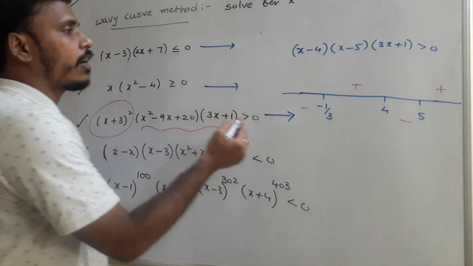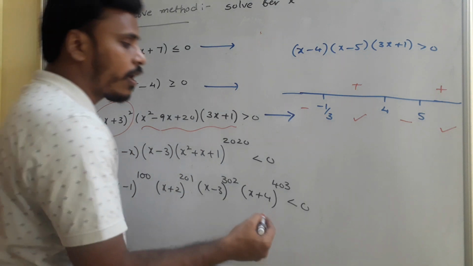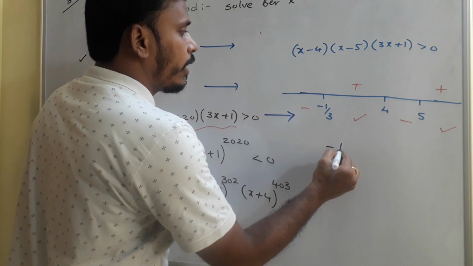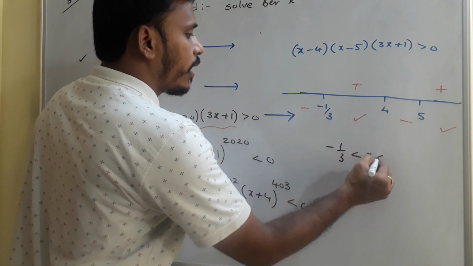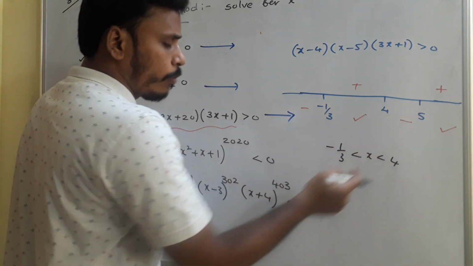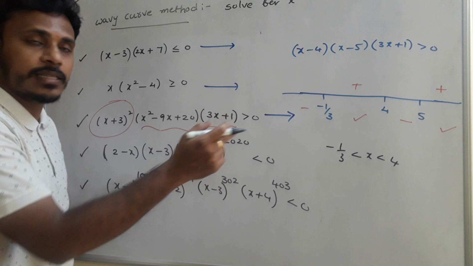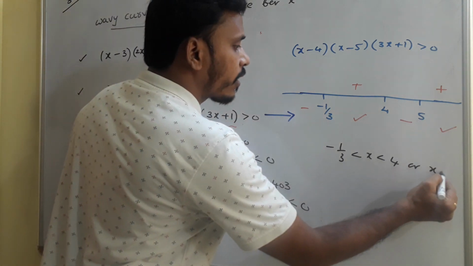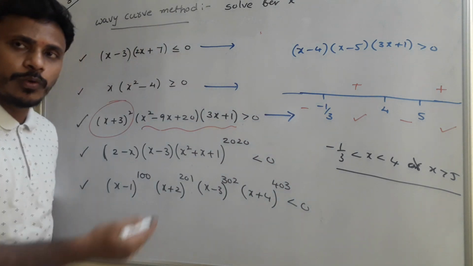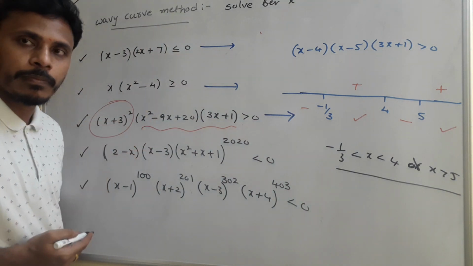Since we are concentrating on the greater than 0 positive regions, the values of x are minus 1 by 3 less than x less than 4, or x greater than 5. Since equality is not mentioned, you also don't include the equality in the inequality here. So these are the values of x, which you can express in interval notation. This is the third problem.